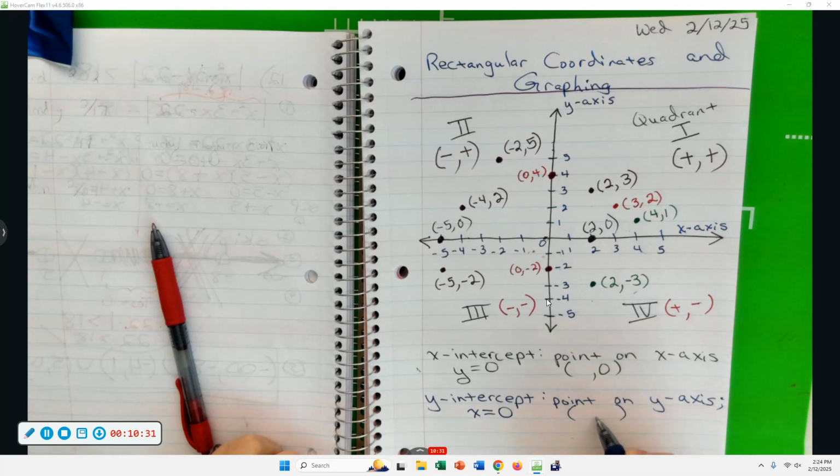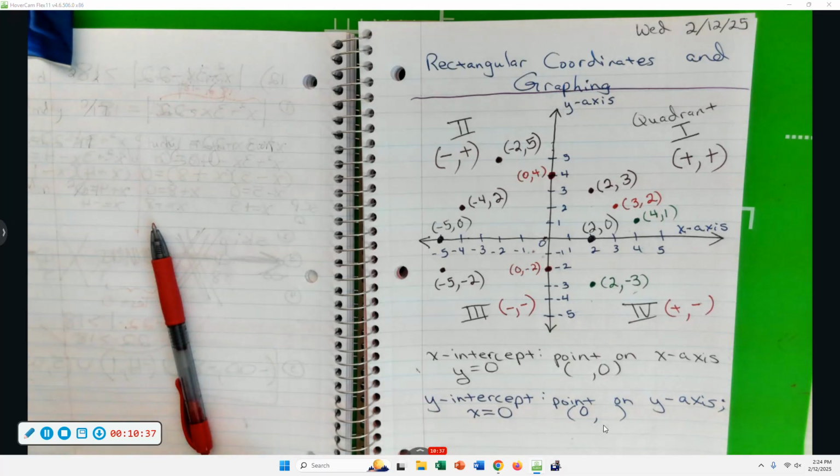That means you expect the ordered pair to look like that. The x value is 0. The y value is some other number. Any questions there? Well, if this picture doesn't make it clear, nothing will.